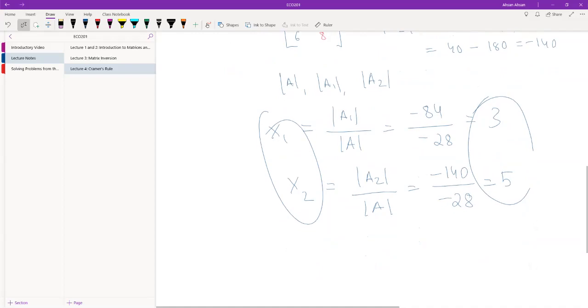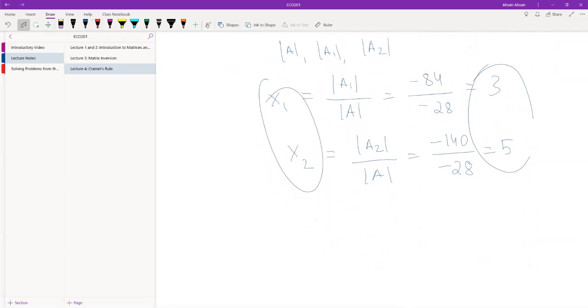Okay, so this was a 2 by 2 case. Let's take a look at a 3 by 3 case.